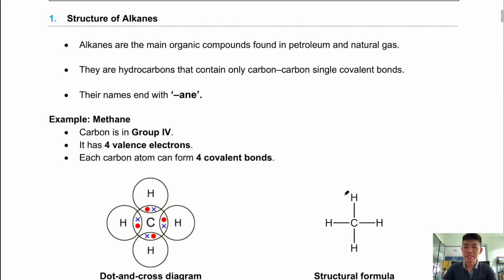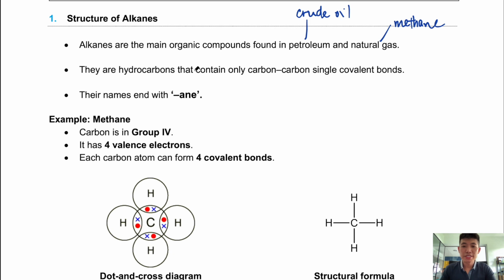Where do our alkanes come from? They come from petroleum and natural gas. These are our fossil fuels. Petroleum is, in other words, known as your crude oil. And when you do fractional distillation of crude oil, you're separating crude oil into the various fractions, each containing a mixture of different alkanes. Natural gas is mainly made up of methane with the formula CH4.